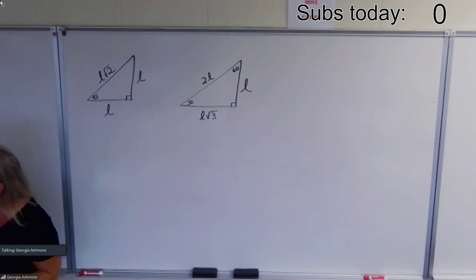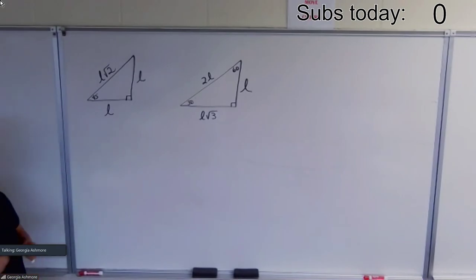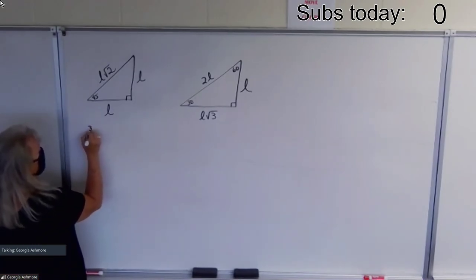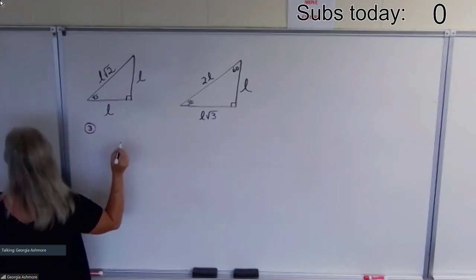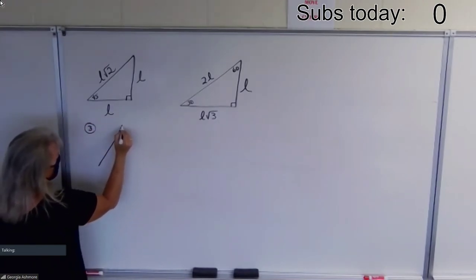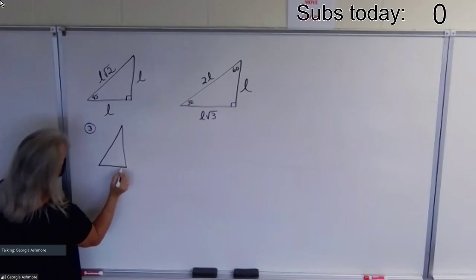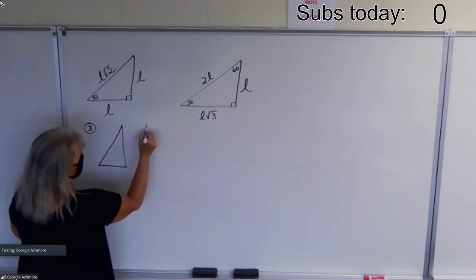All right, now let's look at number 3. It's actually got two triangles that are drawn together, but I'm going to separate them out. I think it makes it easier to teach if I separate those two triangles out.